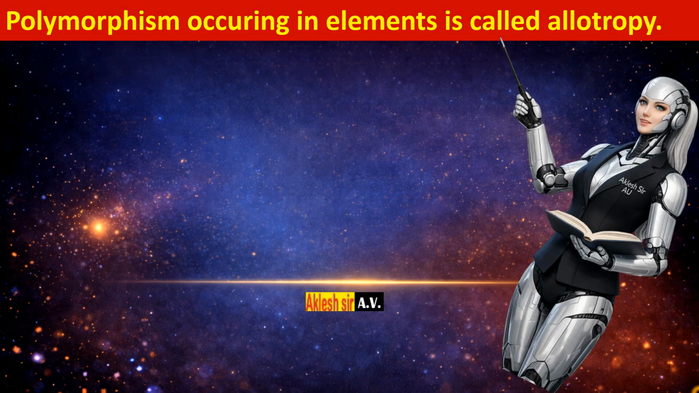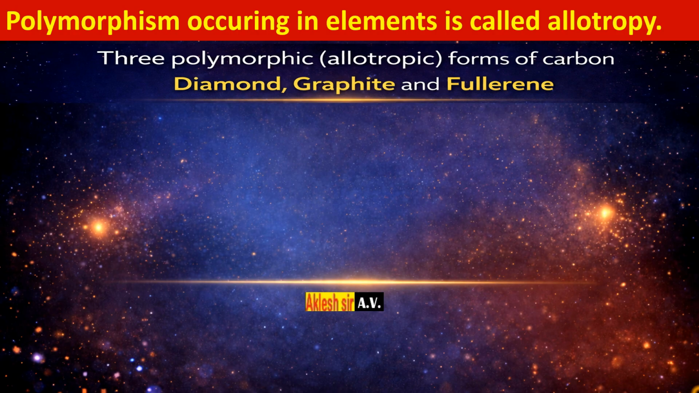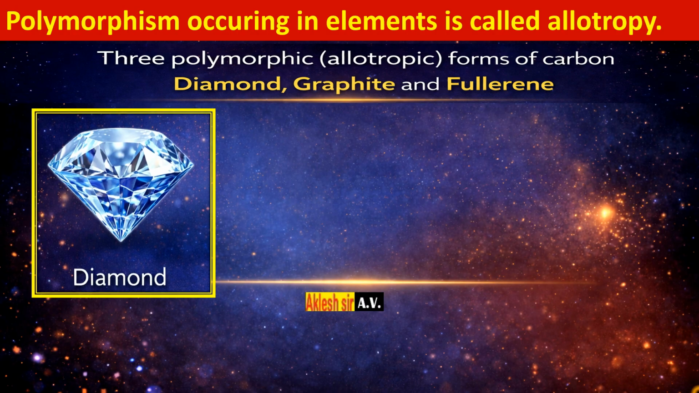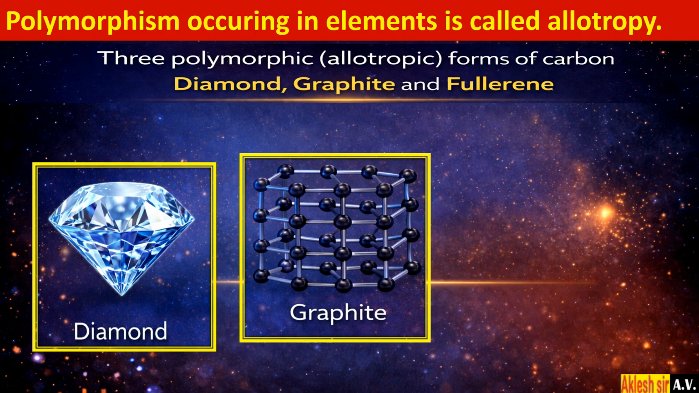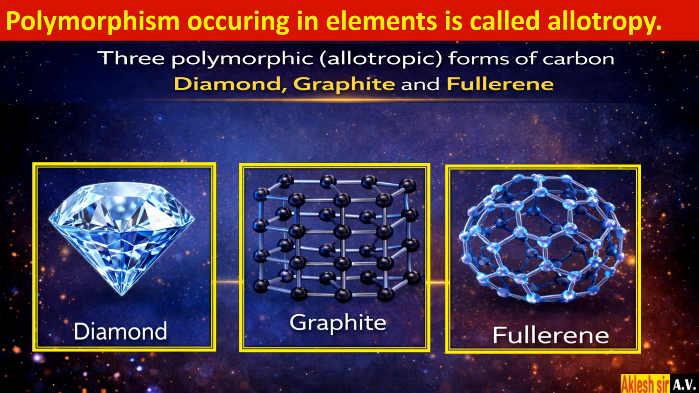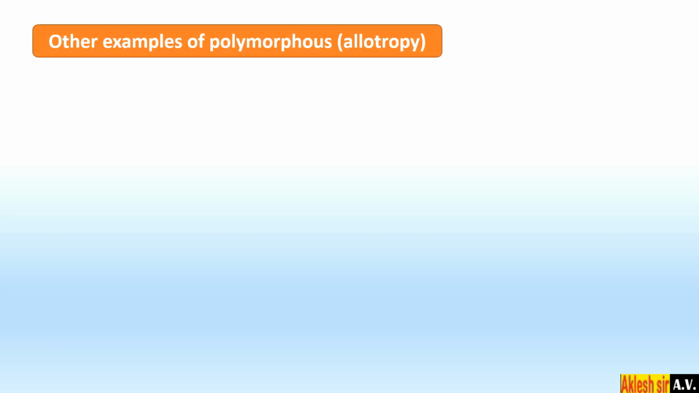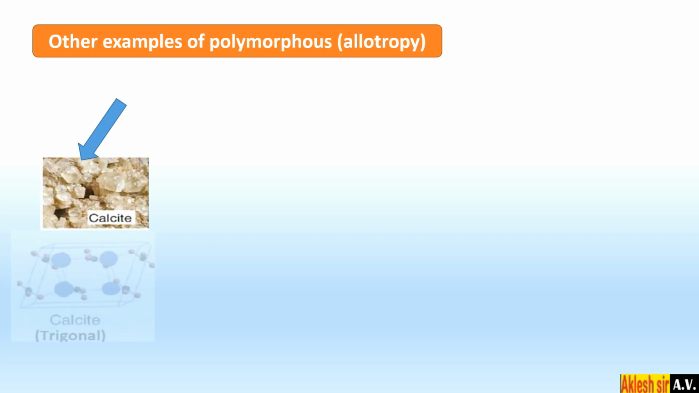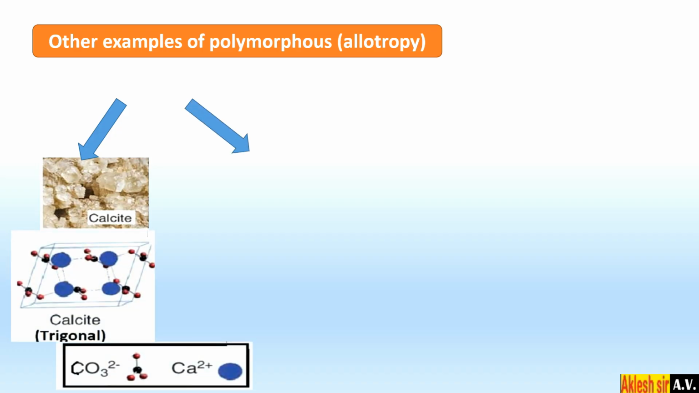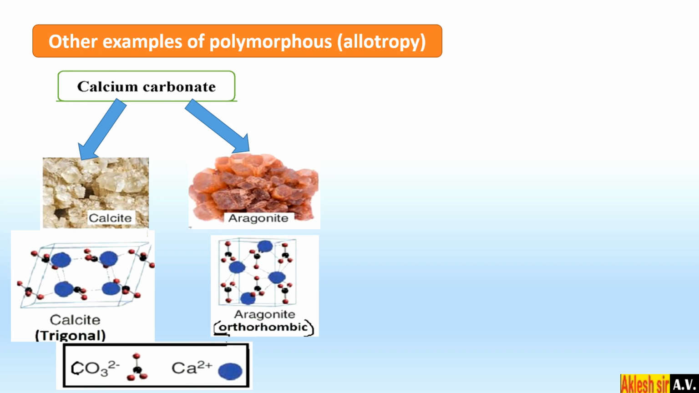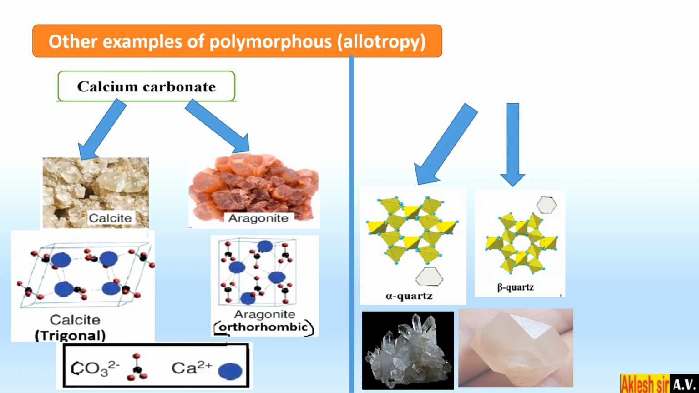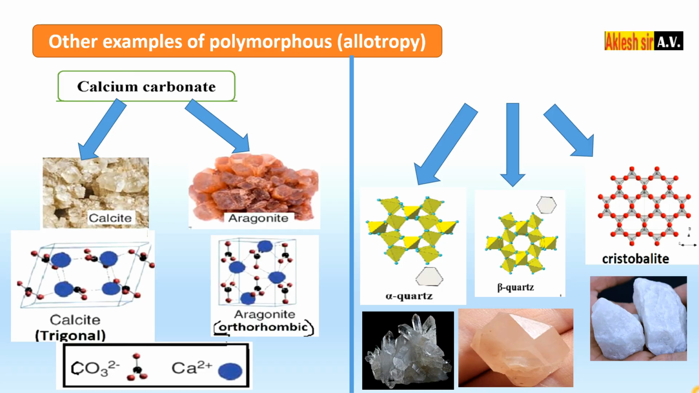Polymorphism occurring in elements is called allotropy. For example, three polymorphic, allotropic forms of carbon are diamond, graphite and fullerene. Other examples of polymorphs: calcite and aragonite are two forms of calcium carbonate. Alpha quartz, beta quartz and cristobalite are three of the several forms of silica.